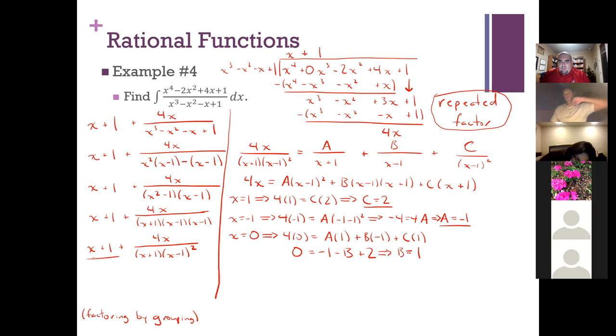So Rias, now that we have this, I can go back to your question. Let's lay out the whole integral. We can't forget the x and the 1 that we had from our division. So the integral of x plus 1 minus 1 over x plus 1 plus 1 over x minus 1 plus 1 over x minus 1 squared, dx.